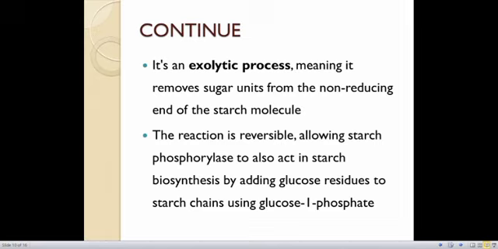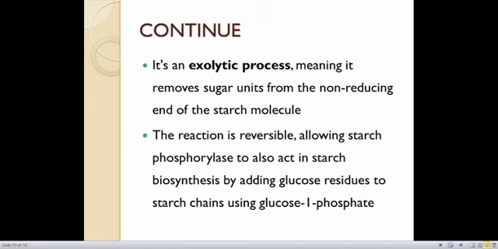We know that starch molecule consists of both ends, reducing end and non-reducing ends. Whenever phosphate is added to starch, then phosphate removes sugar unit from non-reducing ends. That's why this process is known as exolytic process.